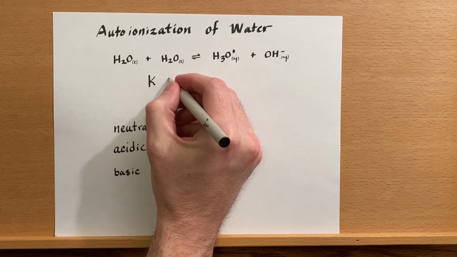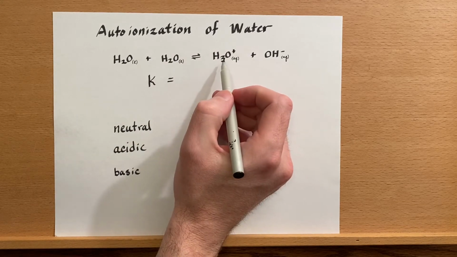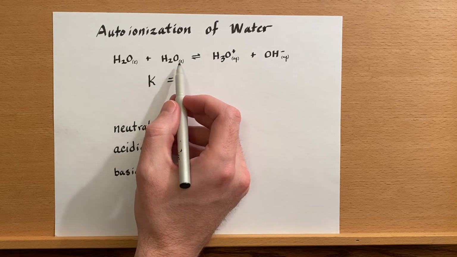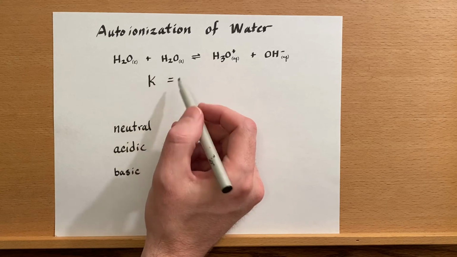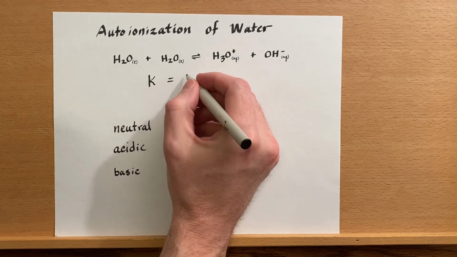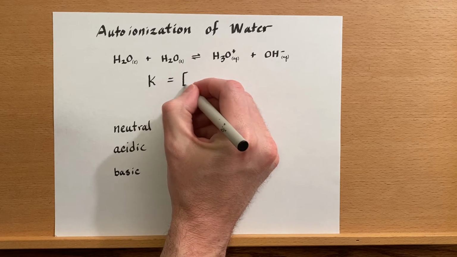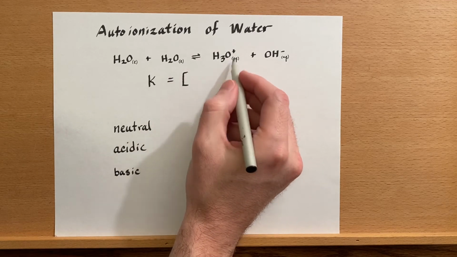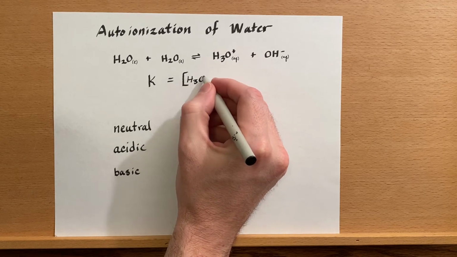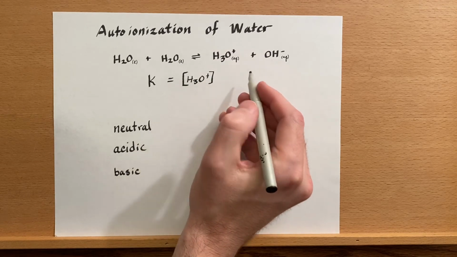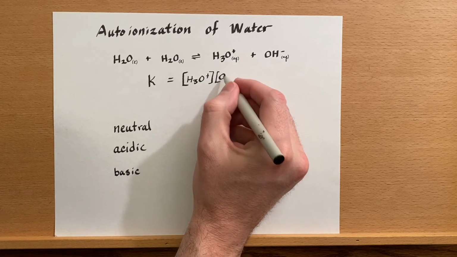That expression, the K for this, should be the products divided by the reactants, but in this case, both of our reactants are the solvent, or water, liquid water, so they don't go in the equilibrium constant expression. So this K is just simply the concentration of the hydronium ion, H3O+, multiplied by the concentration of hydroxide.